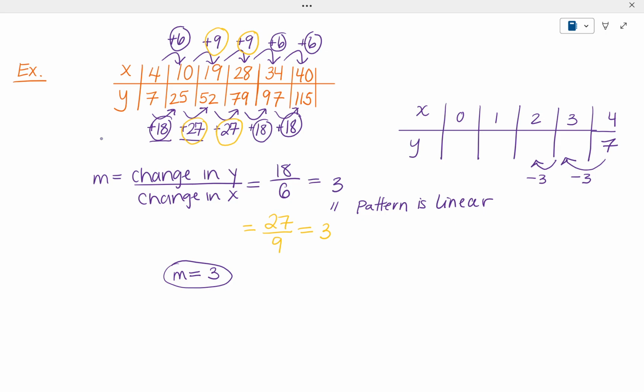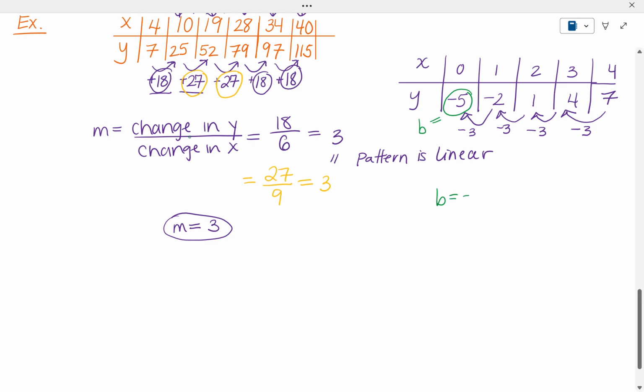So 7 minus 3 is 4. 4 minus 3 is 1. 1 minus 3 is negative 2. Negative 2 minus 3 is negative 5. So our b value, again, is the y value when x equals 0. So this is our b value. So b equals negative 5. Therefore, we have the equation y equals 3x minus 5.